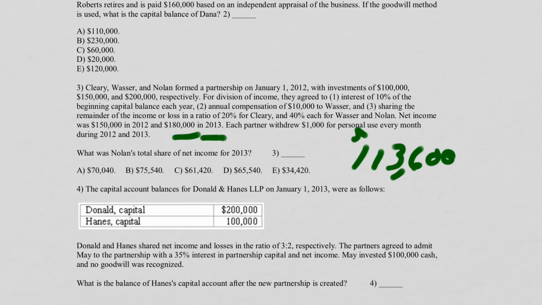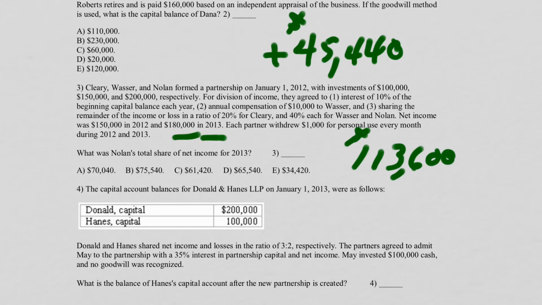113,600. At the percentage here for Nolan of 40%, he's going to get 45,440 out of the remaining profits. He'll also get his 10% for his capital account. His capital account would have started off at, well, we don't even need to do that. Can we just take 40% of the 56,400? Can we do that? Because that we know is the amount, so 40% is his share.